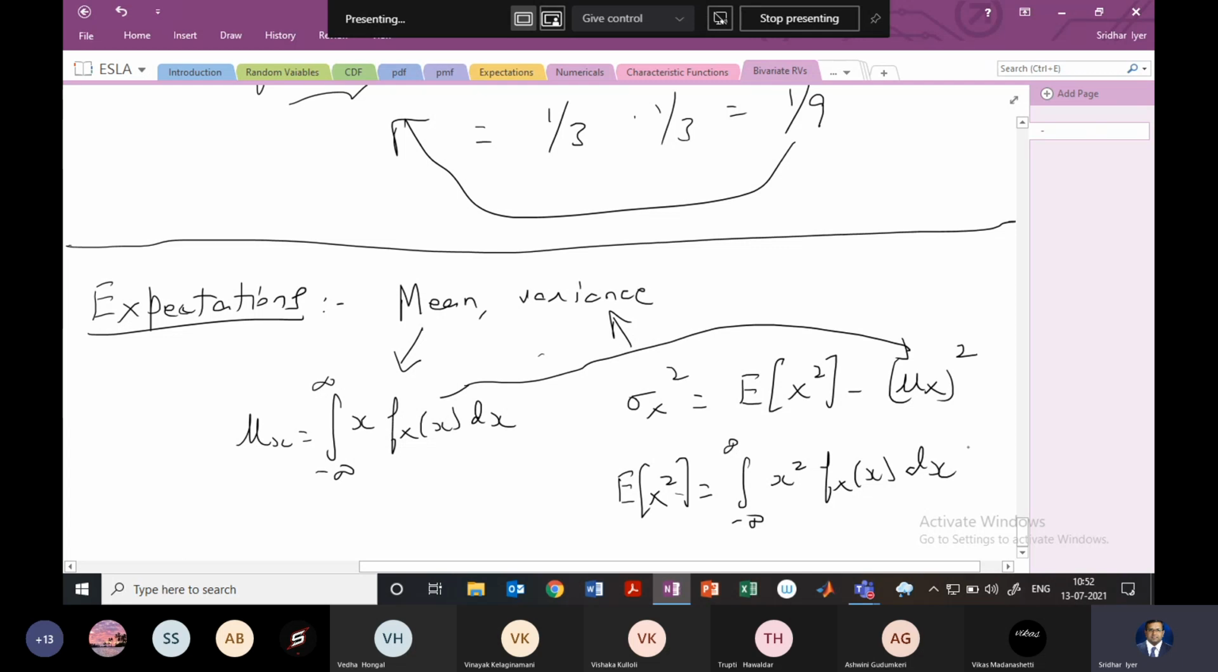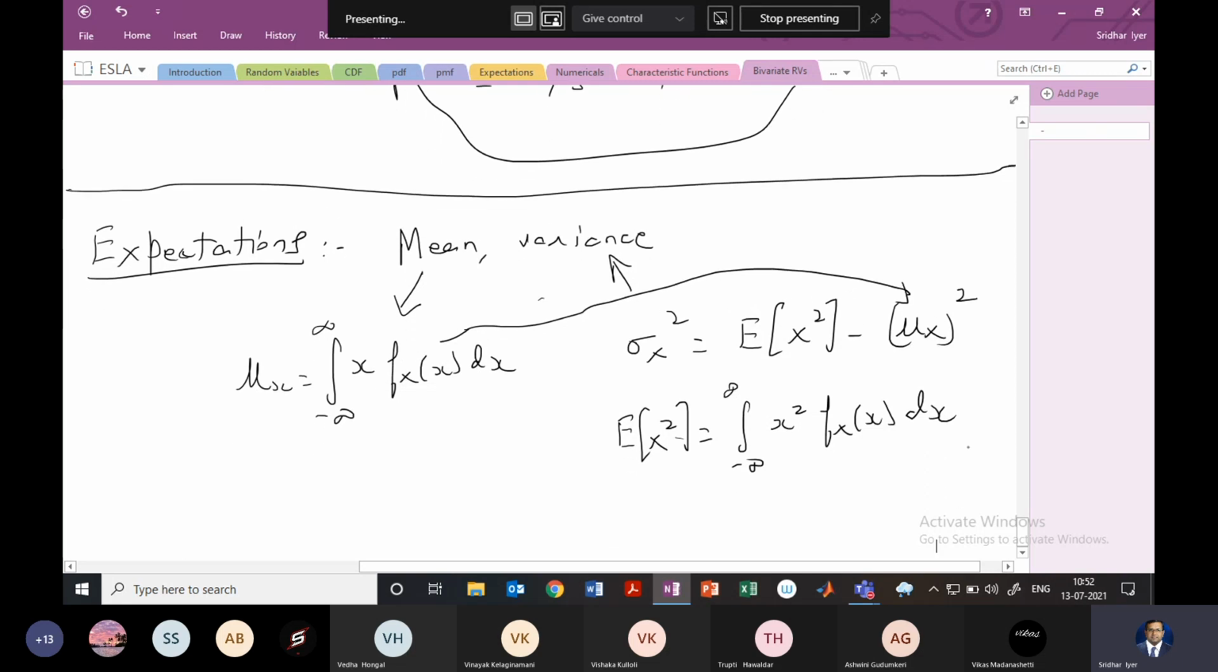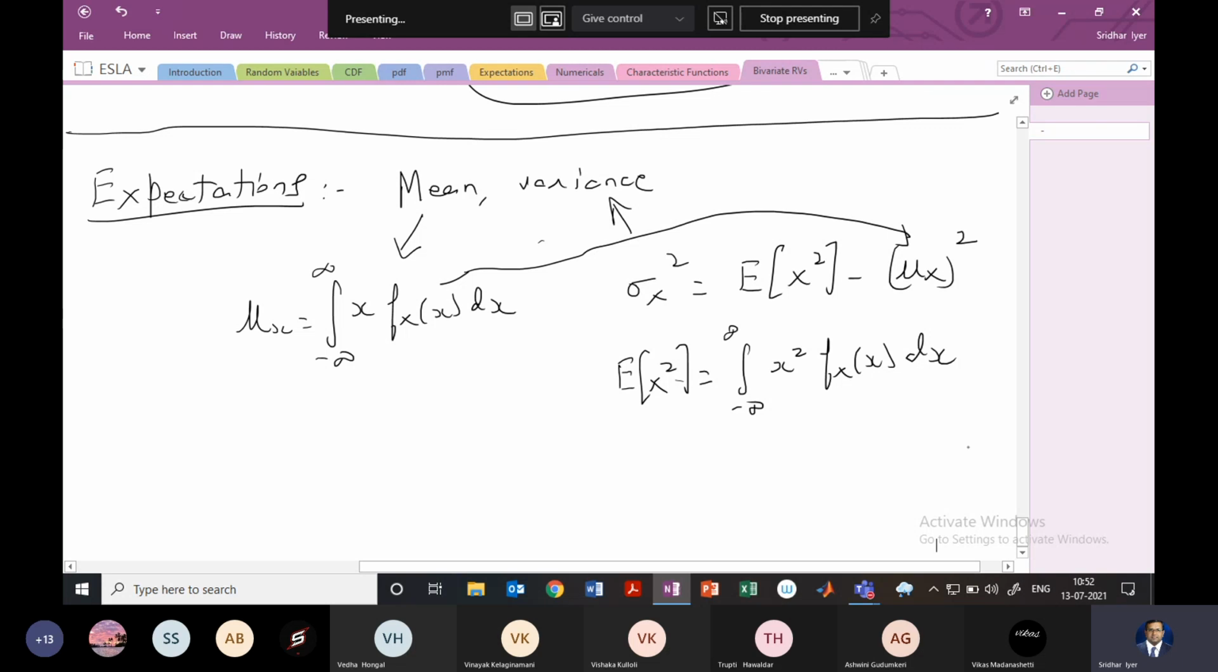This is the case in single random variables, where you have one random variable and you find the mean value and the variance value, and once you have the variance, you can find the standard deviation, which is sigma x, the square root of sigma x square. These are the equations when you are dealing with a single random variable.